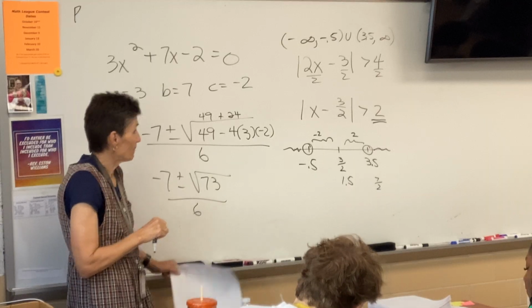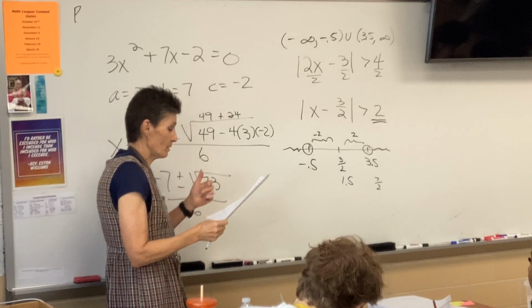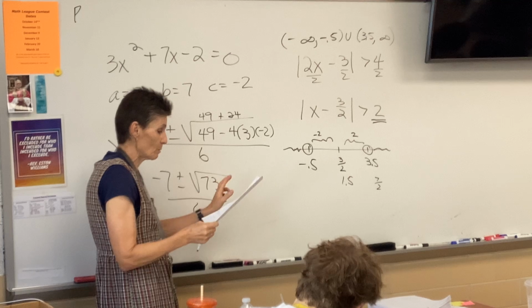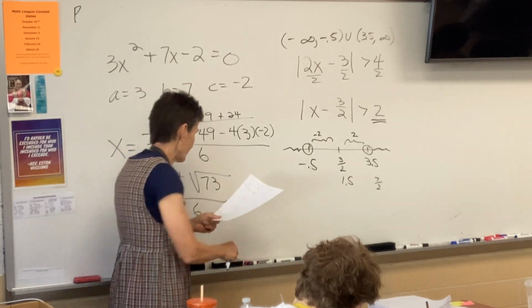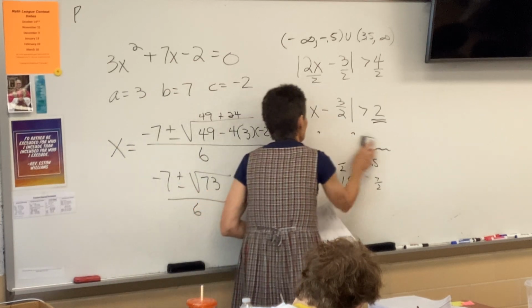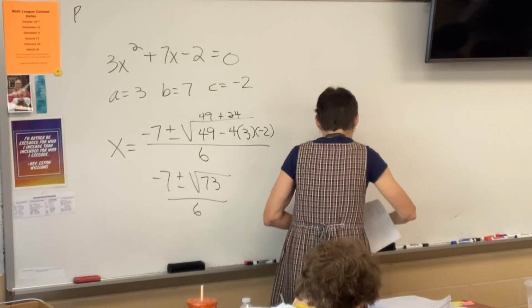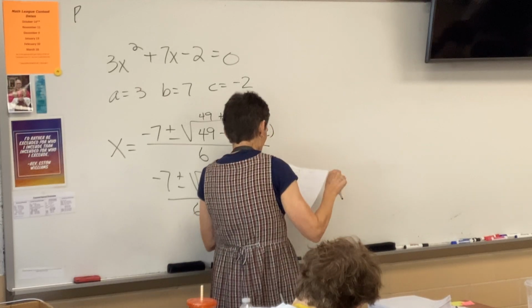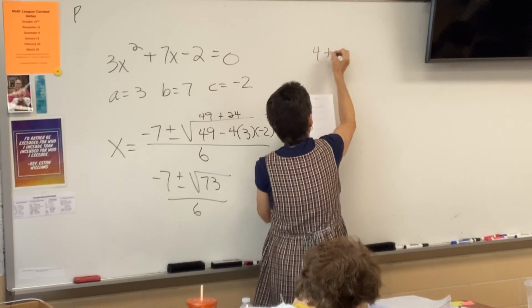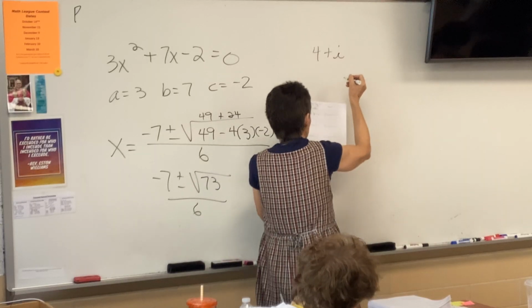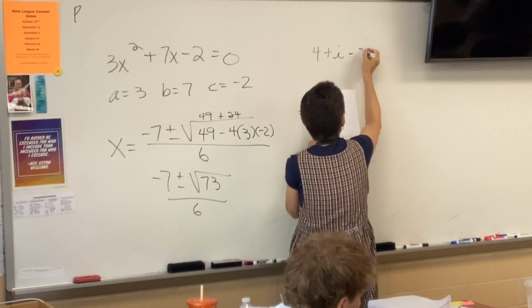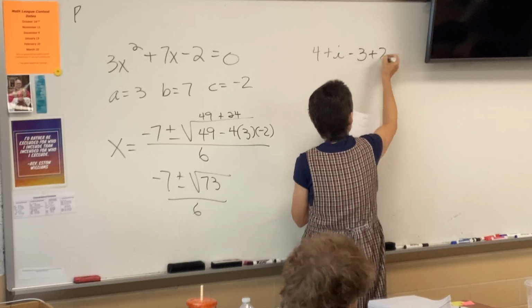Good? Okay. Alright, so that's part one. That's some solve questions. Alright, we solved. Now we're doing part two, which is simplify. And we've got some i's. So I'm going to go ahead and distribute that negative. So -3 plus 2i.